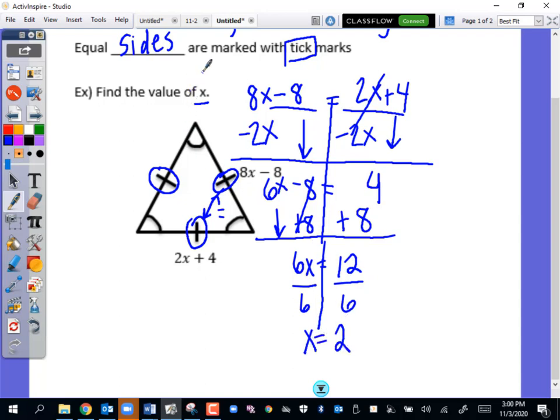The question just said find the value of x, and I did that, so I'm done. Again, you need to be careful. Does it ask you to just solve for x, or does it want you to plug it back in? This one just wanted x, so we're done. This is the answer, 2. I know that these sides are equal, so that's how I know to write the equation.